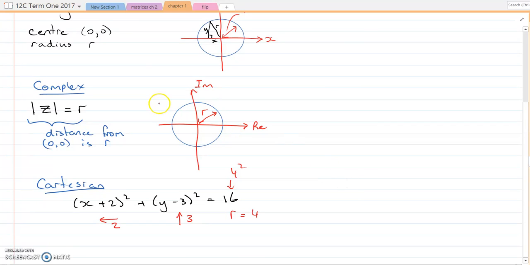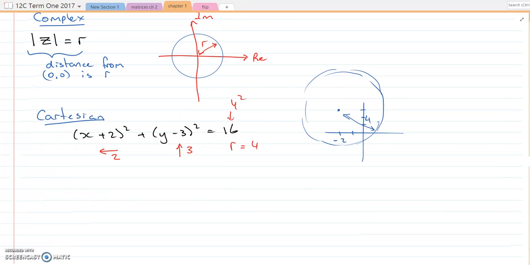So this circle has a center at negative 2, 3, which is left 2, up 3, and a radius of 4, which is probably going to be something like that. Okay, so here's the distance of 4.